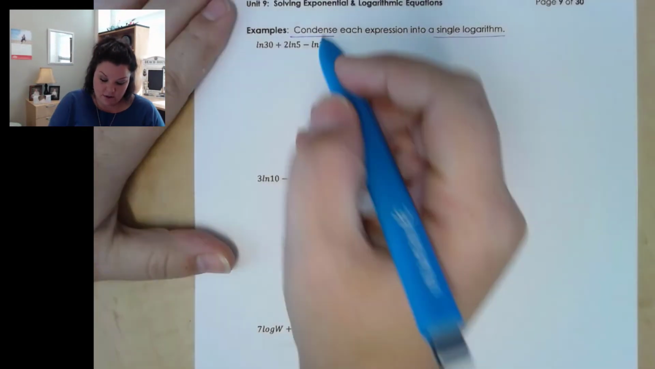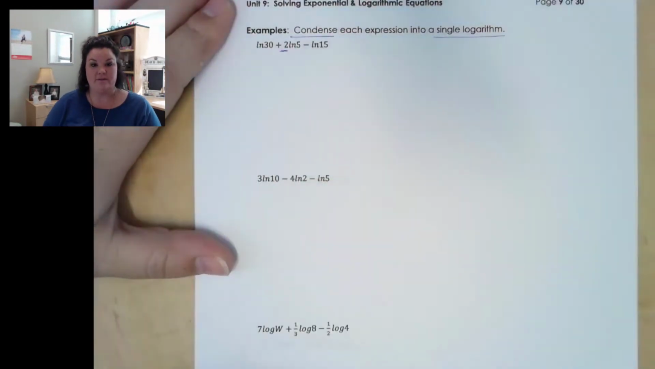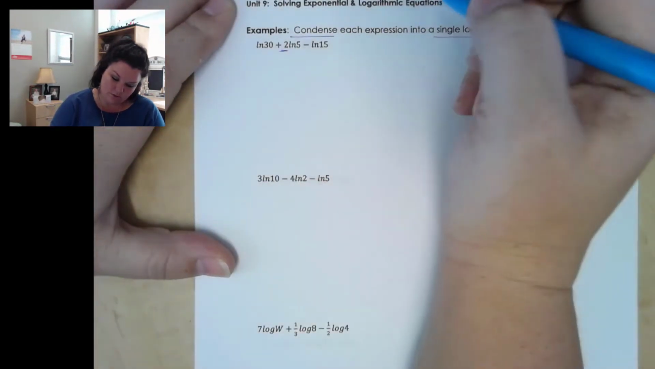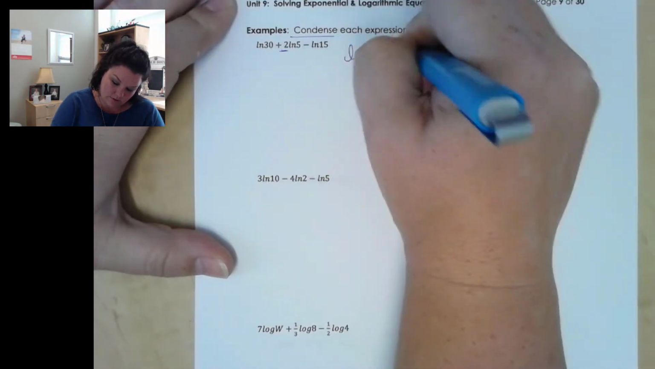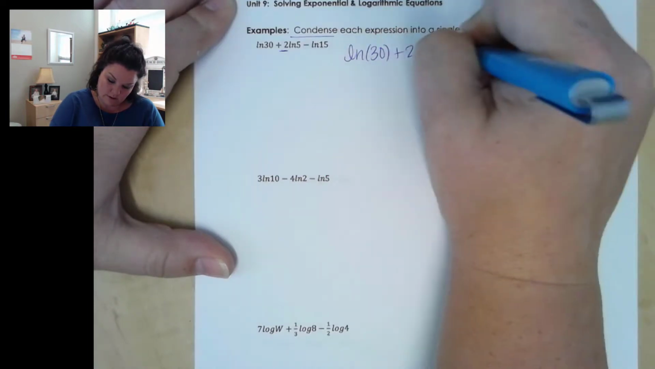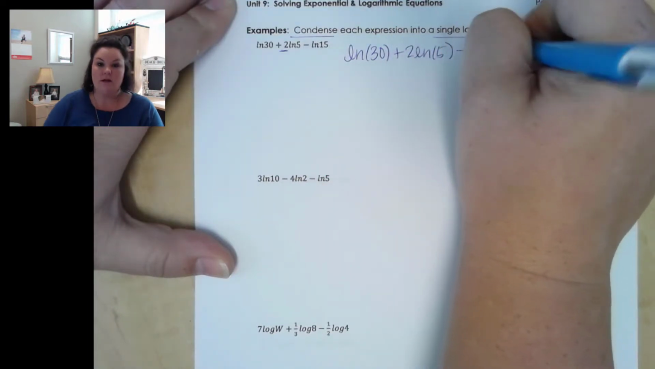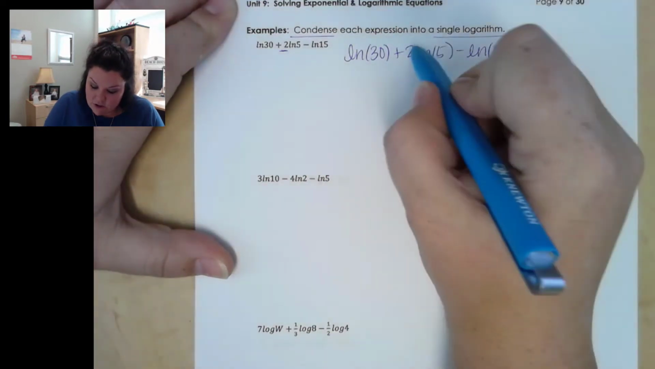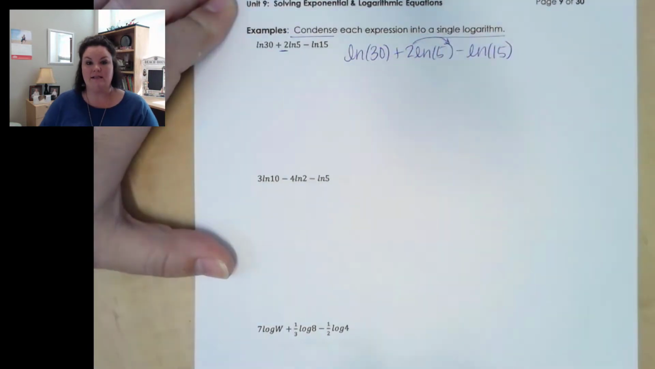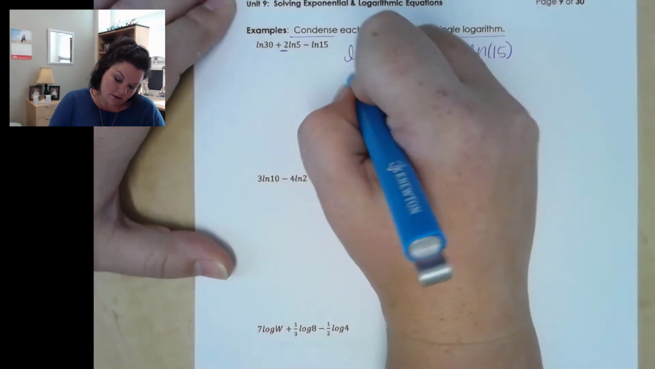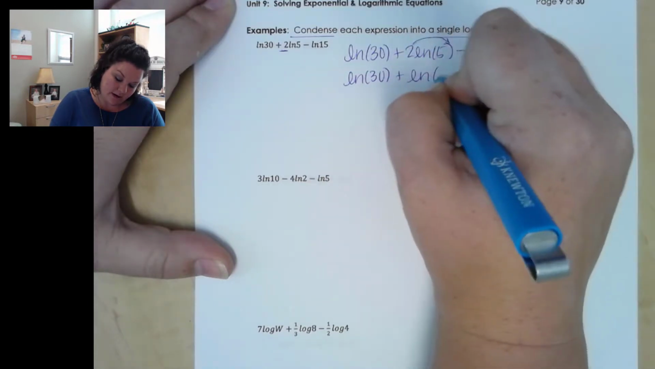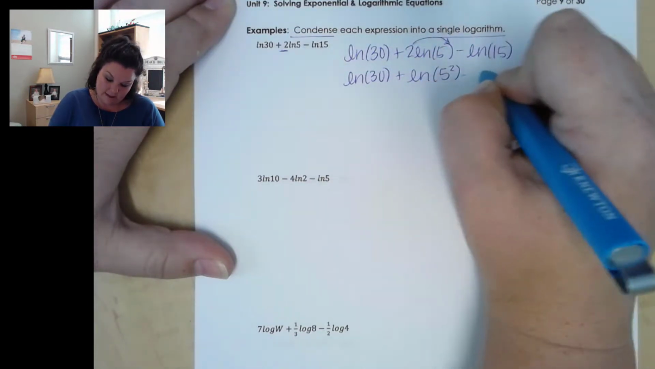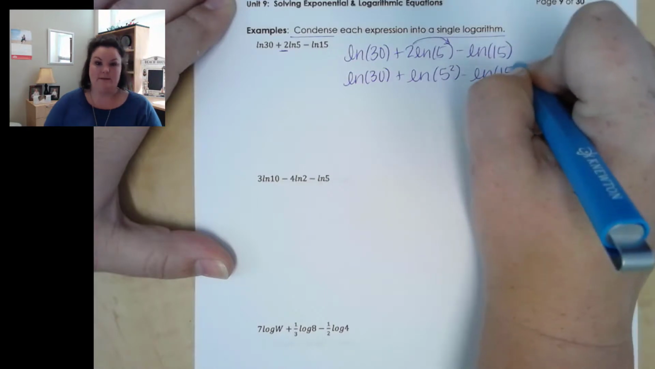So notice here, we do have an exponent, a 2. I'm going to write this over here so that I have as much room as I want: plus 2 ln 5 minus ln 15. The first thing I want to do is take this 2 and put it back up into the exponent. So now it's going to look like ln of 30 plus ln of 5 squared minus ln of 15.